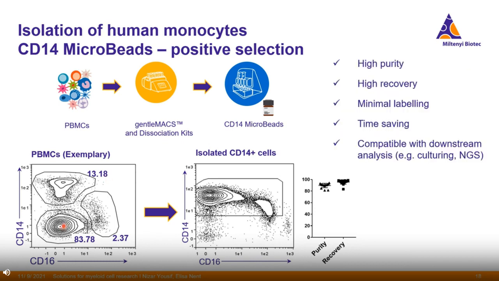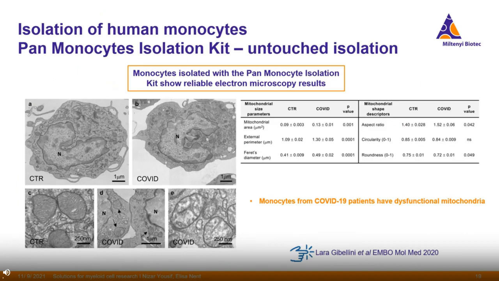As you observe in these flow analysis results shown here, high purity and high recovery of the isolated CD14 positive cells have been obtained. Another option for monocyte isolation is by using the Pan Monocyte Isolation Kit. The Pan Monocyte Isolation Kit is an indirect isolation method for the isolation of untouched monocytes from human PBMCs. It allows the enrichment of classical, non-classical, and intermediate monocytes. So by using this kit, you get your highly pure monocytes by the depletion of the magnetically labeled non-target cells.